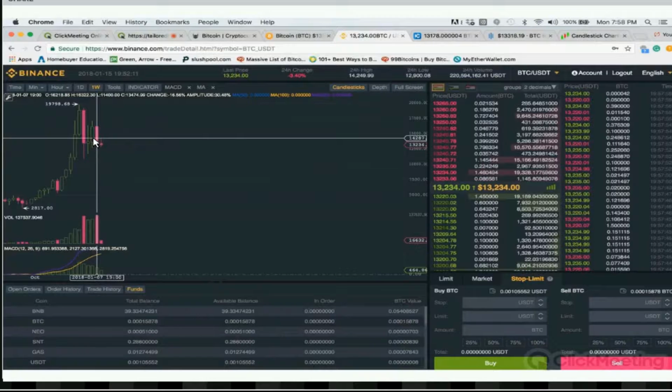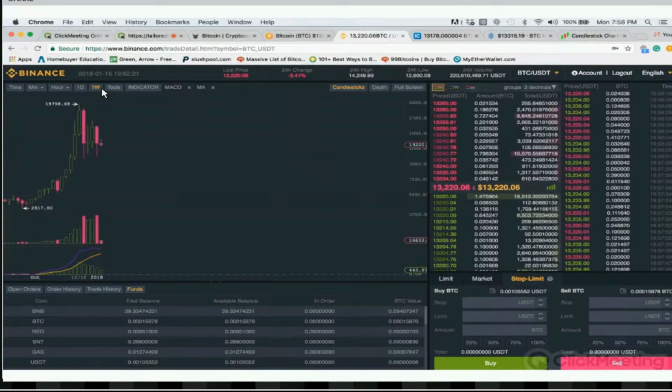So, for example, my favorites are the 50, the 100, and the 200. It depends on what time frame you're in. Right now we're in the weekly time frame, so it takes the 50 previous weeks and averages out the price. The same thing if you were in the daily time frame: it will take the 50 previous days and give you the average price of the closing.